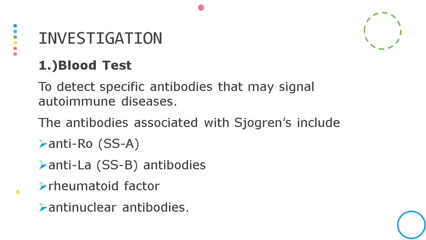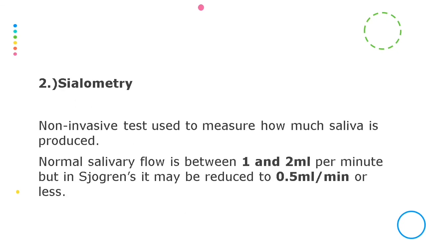There are a few investigations that can be done. The first one is blood test. This is to detect specific antibodies that may signal autoimmune diseases. The antibodies associated with Sjogren's include anti-Ro/SSA, anti-La/SSB antibodies, rheumatoid factor, and anti-nuclear antibodies.